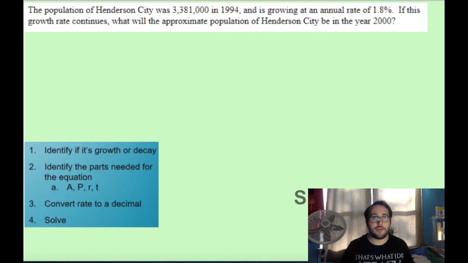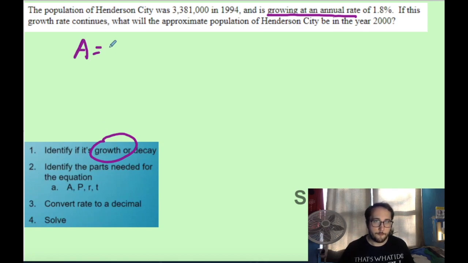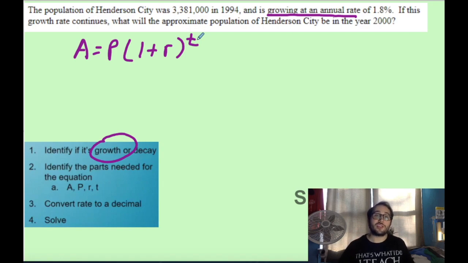So let's check this out. Is there anywhere in this question that says growth? Yeah, it says it's growing at an annual rate. So we know it's growth, therefore we know it's going to be this formula. Now we just need A, P, R, and T, or rather, we have to fill in as many pieces as we can.